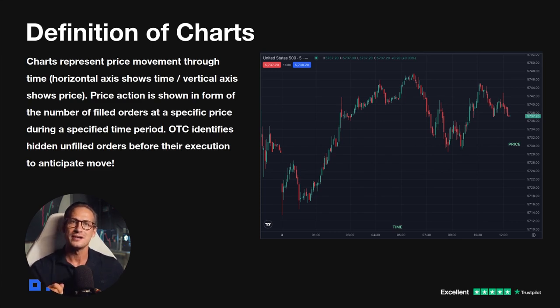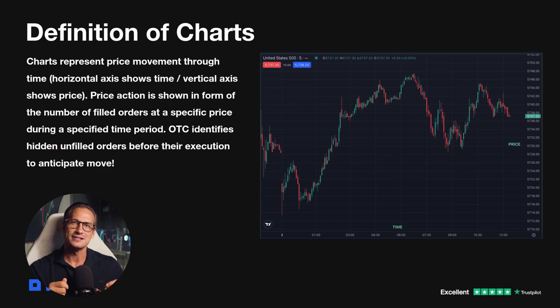A crucial point is that charts show filled orders. Now, what do I mean when I say filled orders? Filled orders are transactions that have already taken place. So a buyer and a seller have already been matched. There's, however, a high probability that not all orders have been filled. Willing buyers that wanted to buy at a specific price did not find a seller. In other words, not all buyers and sellers have been matched.